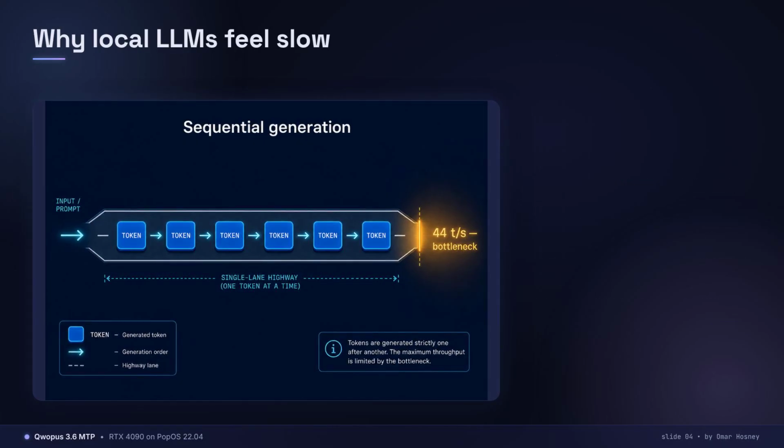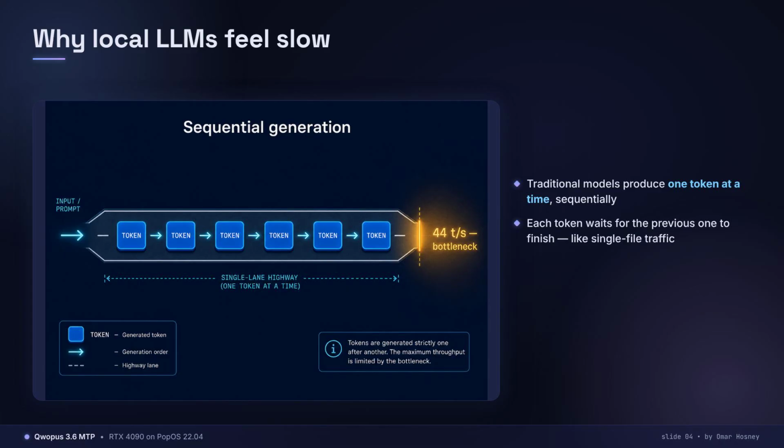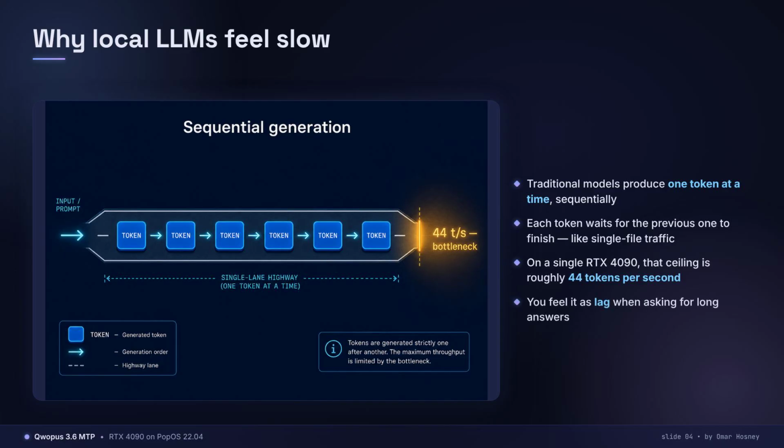Here is the catch with running a big model on a single graphics card. The model writes its answer one token at a time, where a token is roughly a word or part of a word. Each new token has to wait for the previous one to finish, like cars on a single-lane road. On a single RTX 4090, that limit is around 44 tokens per second. That sounds fast on paper, but when the model is writing a long answer, you absolutely feel the lag between sentences.